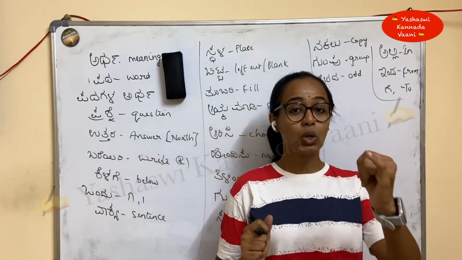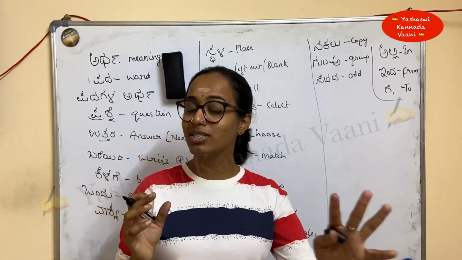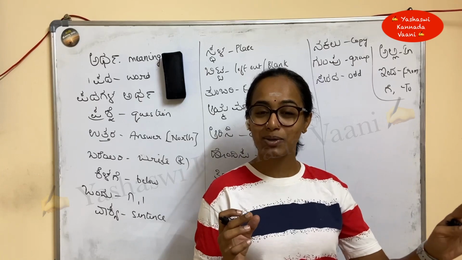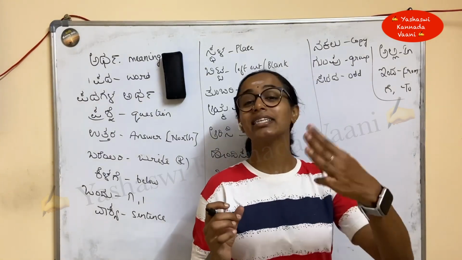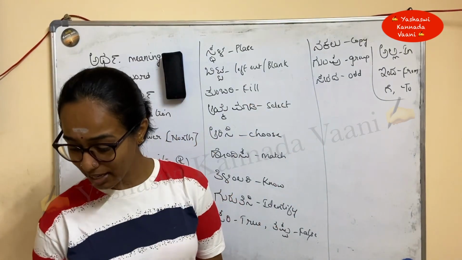For example, kuri, koli, kage, parivala. So which is the odd one here? Kuri, because it's an animal. Mikkidu mooru, they are birds. So that is a gumpige serada pada.